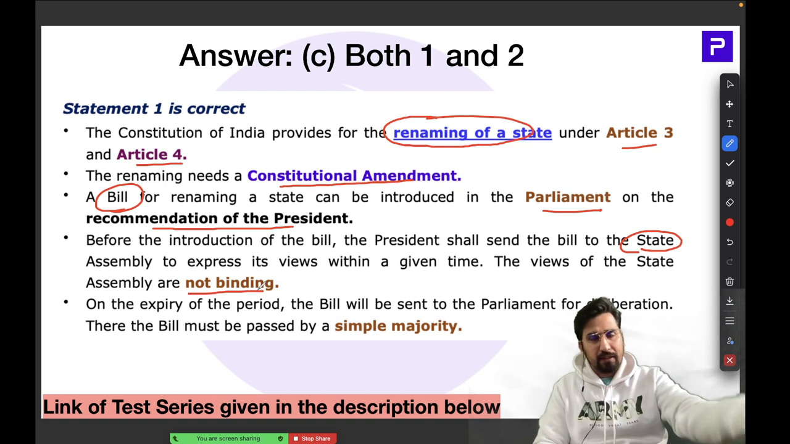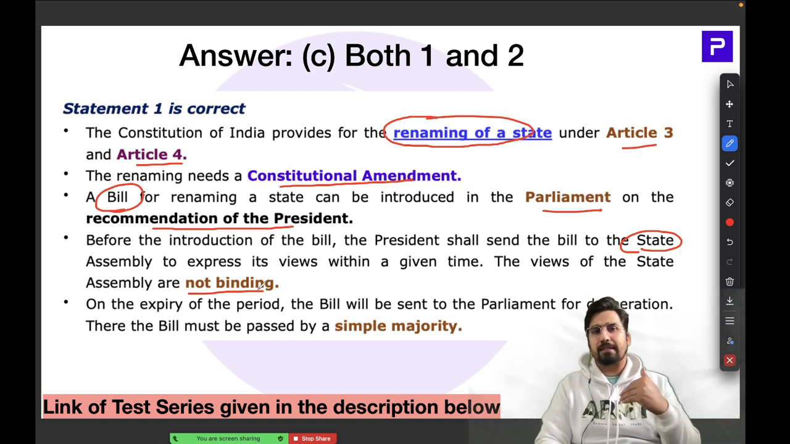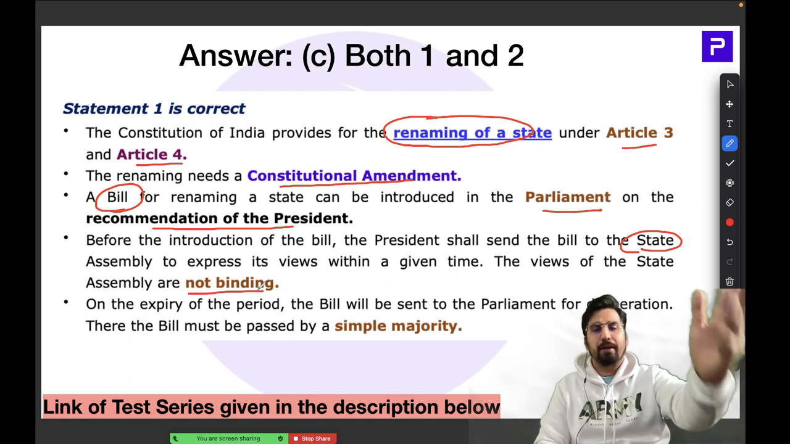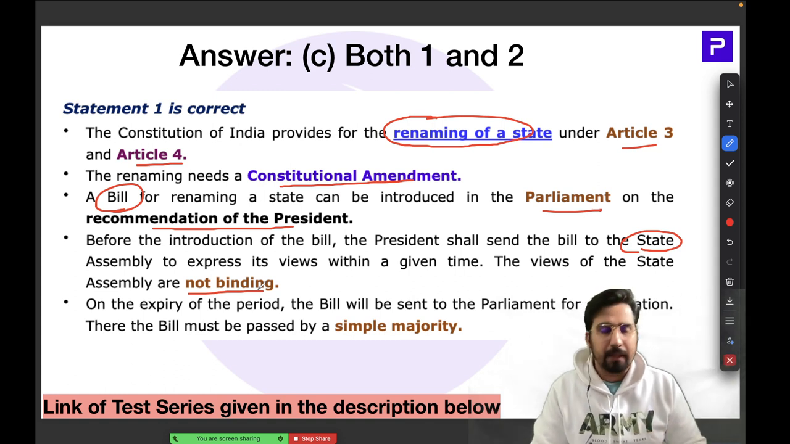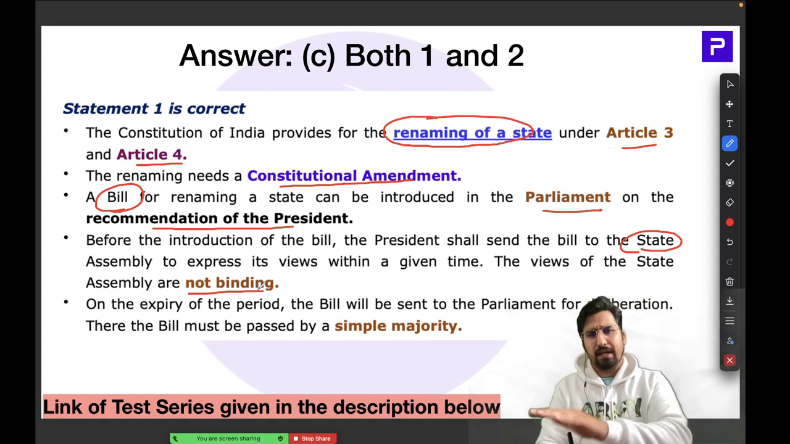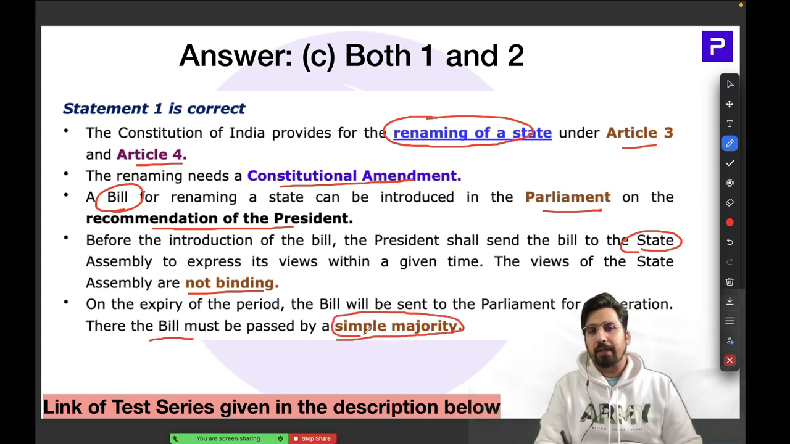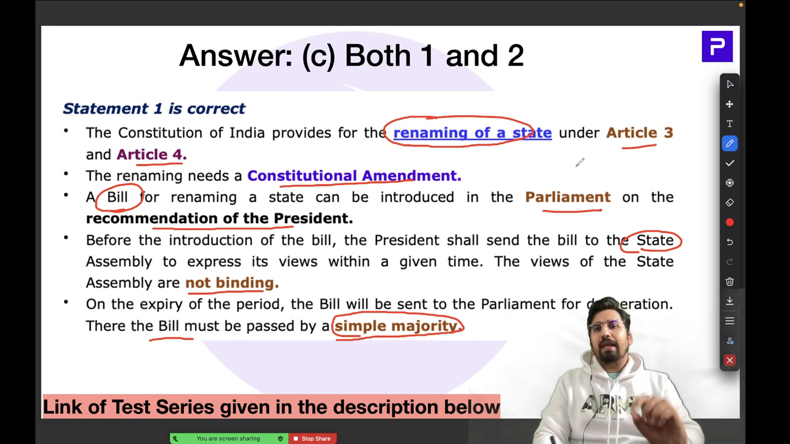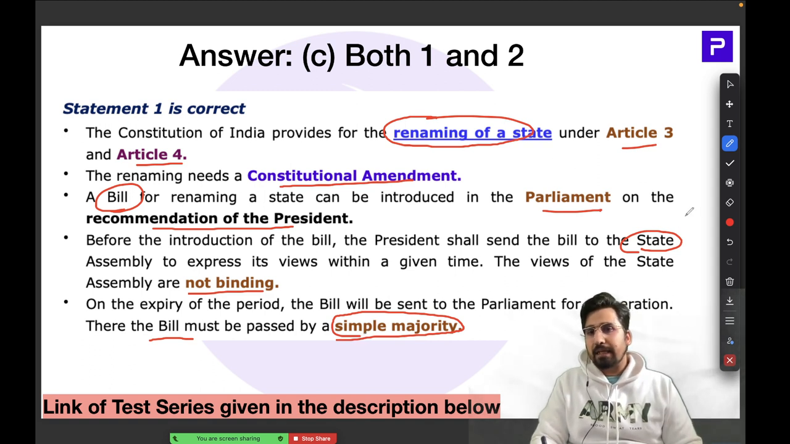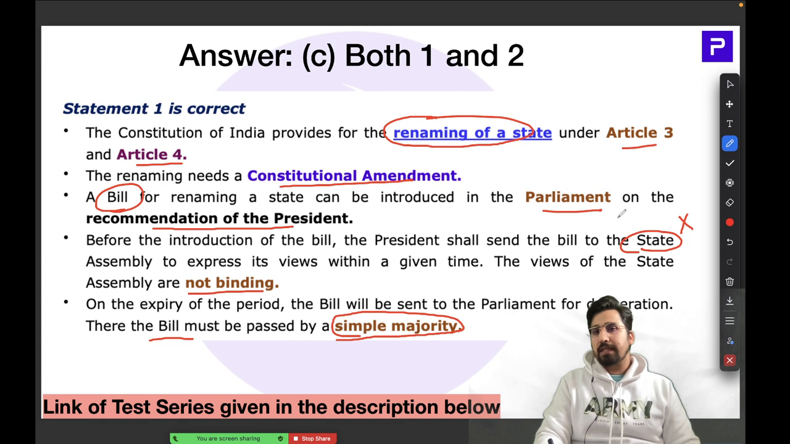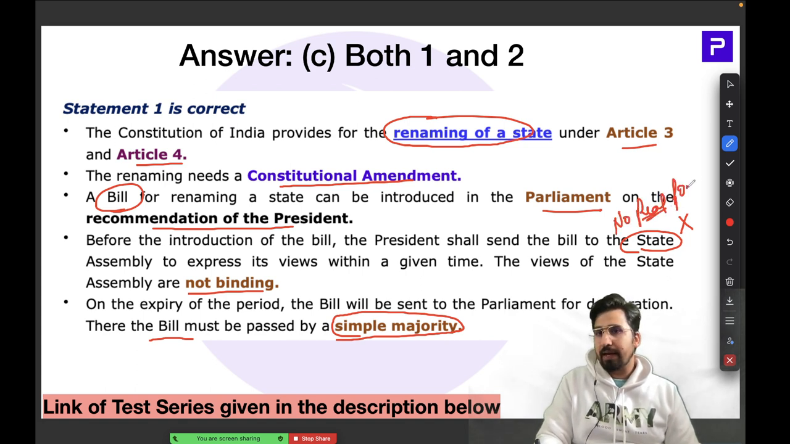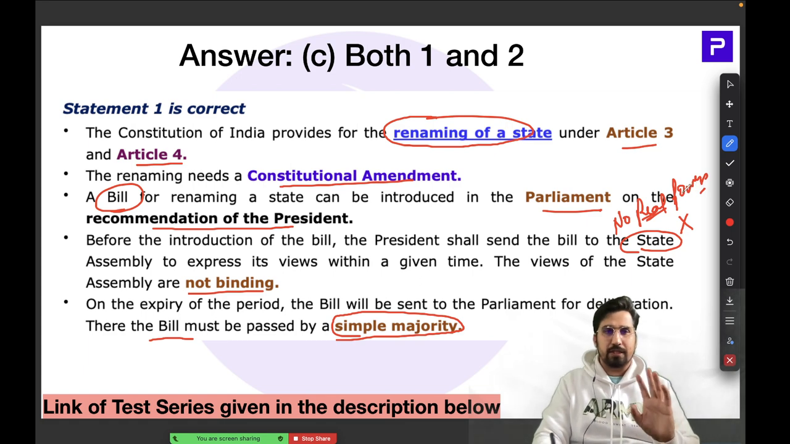So finally, after those views are taken by the President, the President recommends to Parliament, okay, you go and introduce that particular bill. Once that bill is introduced in Parliament for deliberation, the bill has to be passed by simple majority. So clearly, while renaming a state, the state assembly does not have any real power. The state has no real power in that case. It's just a kind of formality which is taken into account.